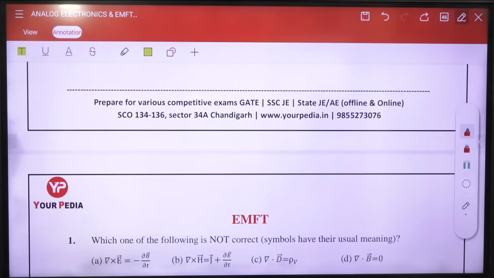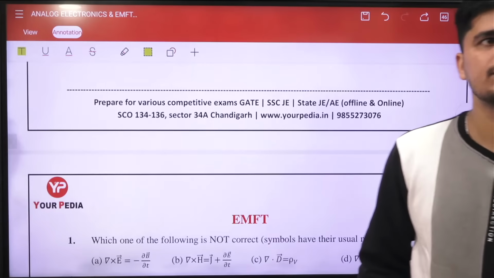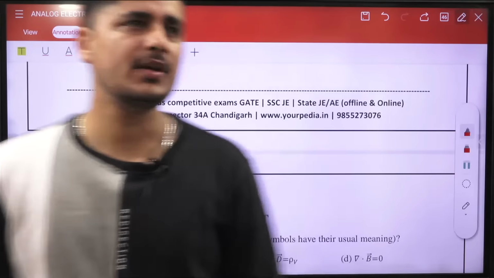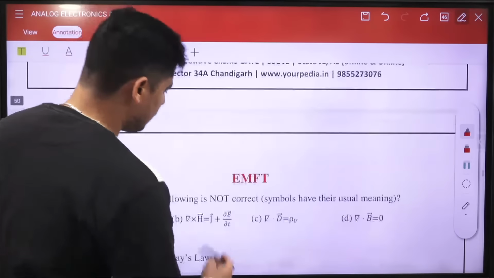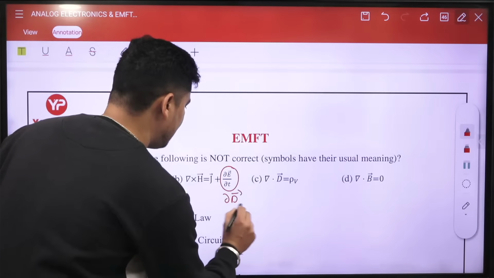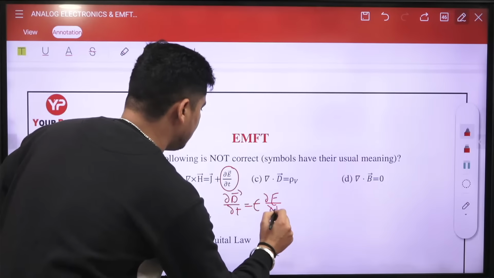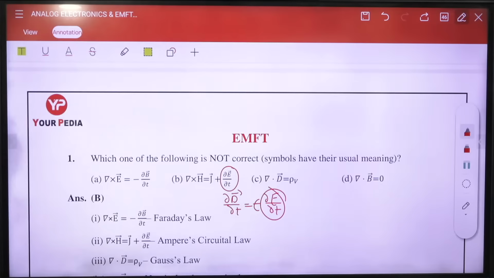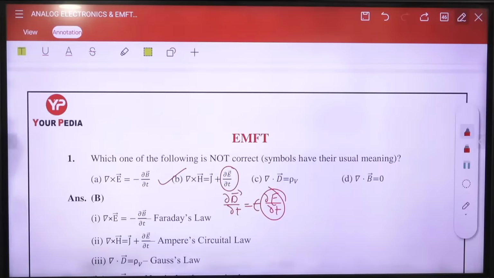Which one of the following is not correct? B. B is not correct. See, B is not correct here because it is missing one term, that should be del D over del T, or you can say epsilon times del E over del T. Then only it is true, right? B is the answer. It is not correct here.